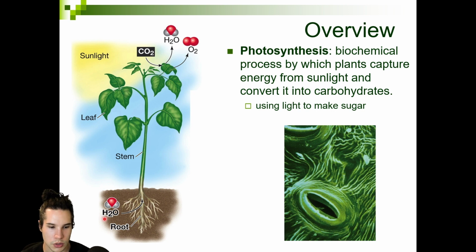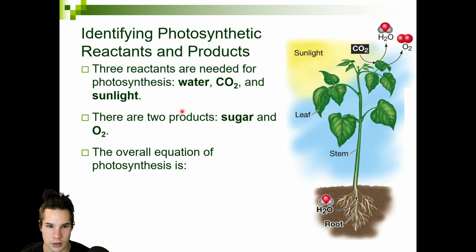Now, plants are going to use water for its electrons. It actually needs water because it uses its electrons. And it needs CO2 because CO2 contains carbon that can be used to make sugars. So there are three reactants that are needed for photosynthesis. You need water, you need CO2, and you need sunlight. And the two products of photosynthesis are sugar and oxygen as a waste product.